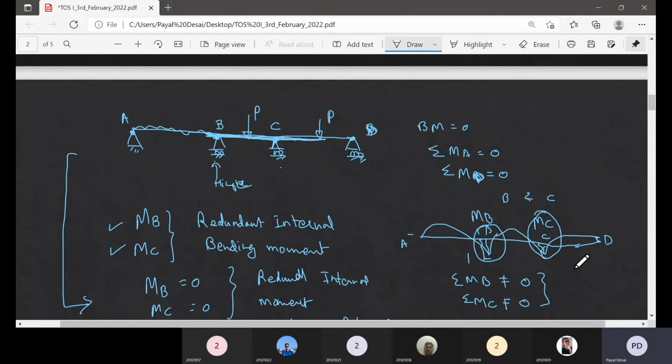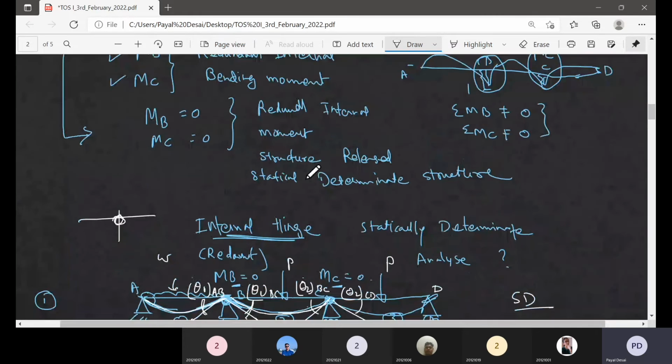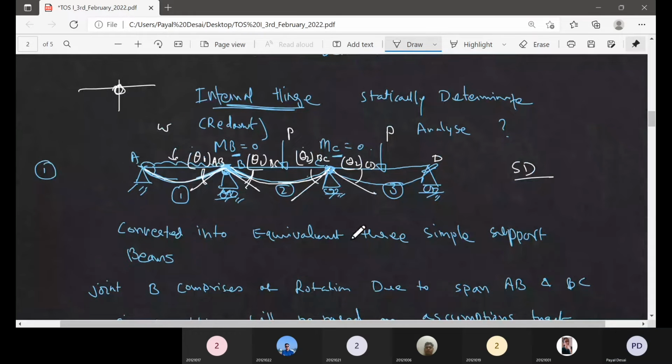Internal bending moment won't be zero. But I want to make it zero because I have chosen it as my redundant. And that will convert my entire continuous beam into three simple support beams. Three simple support beams. That means I can analyze that using my table or formula, statically determinate, whatever given information, prior knowledge which I am already having. So once I am able to do that, I can calculate rotation.